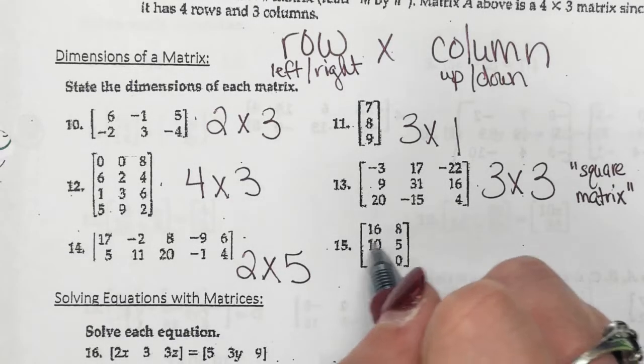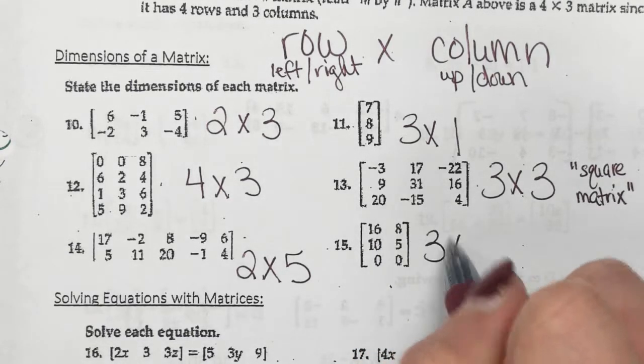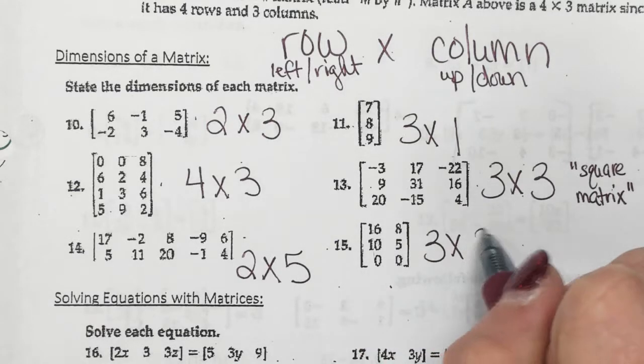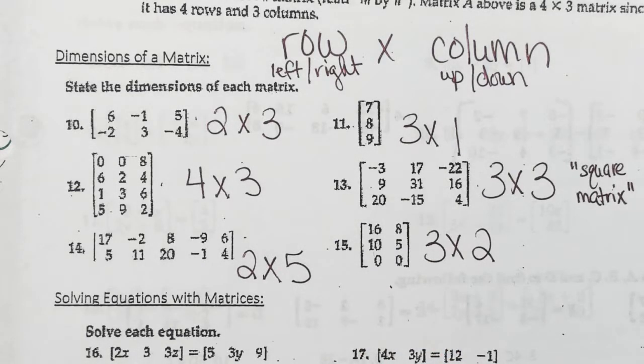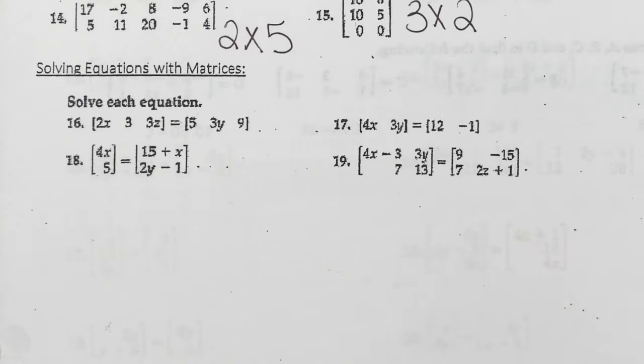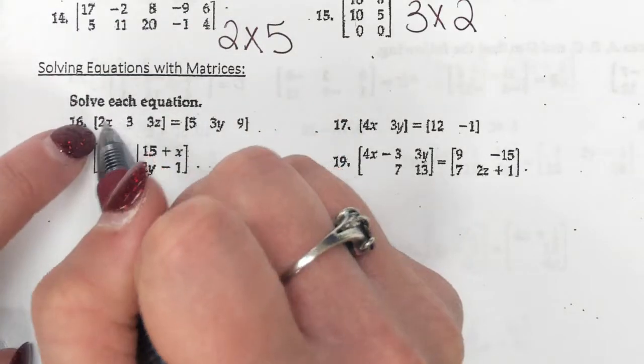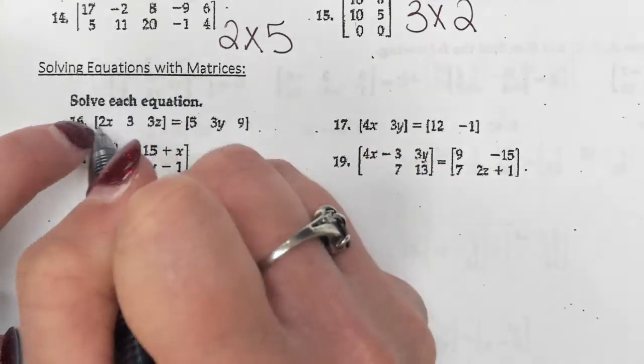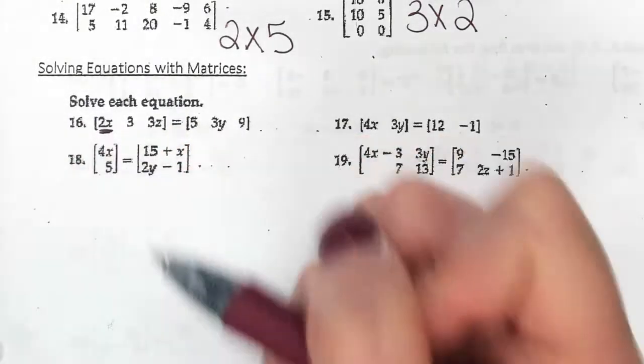All right, what about 15? How many left and right rows do we have? 3. And then up and down? 2. Perfect. That's it. That's all you got to do. Feel okay? All right, 16. Here we go. Y'all know how to solve an equation already. That's not really what I need you to do on this stuff right here. What I need you to do here is make sure you can match up the right numbers for what we're about to do next.